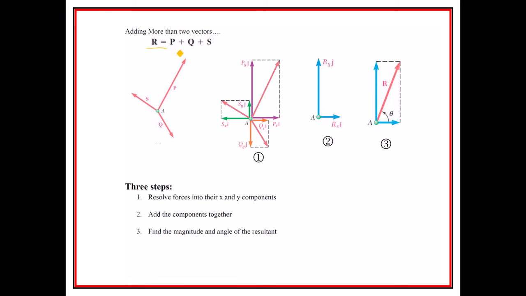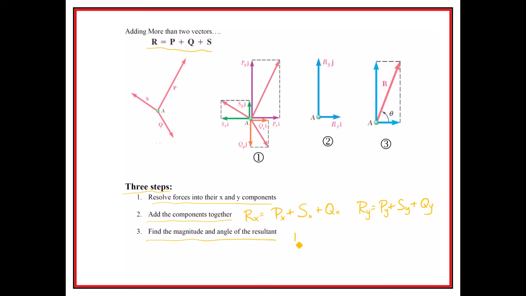If you have more than two forces acting, you could go through these steps right here. You break the forces into their x and y components, you add the components together, and then you figure out what the magnitude and angle of the resultant is. So looking like this right here, Rx is equal to Px plus Sx plus Qx, and also Ry is equal to Py plus Sy plus Qy, right?